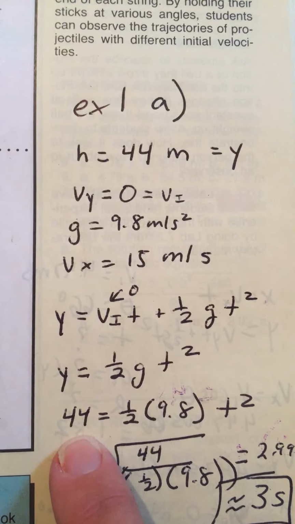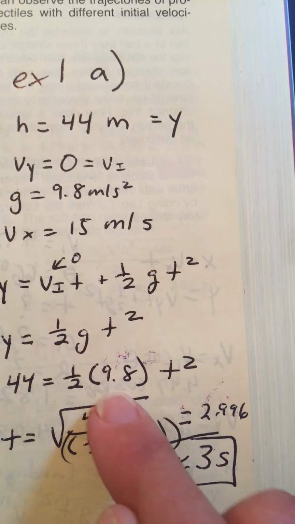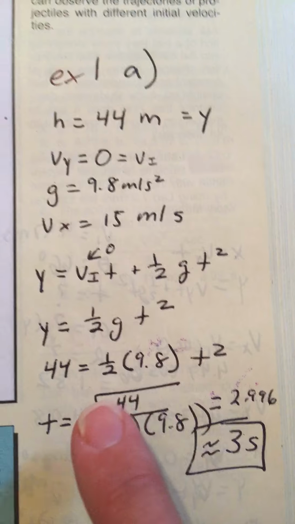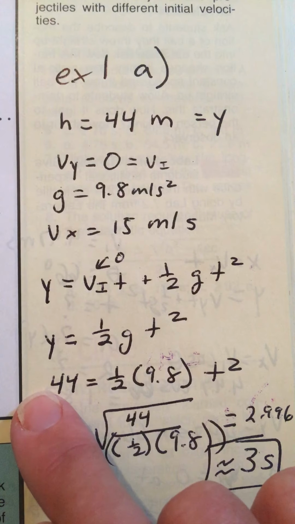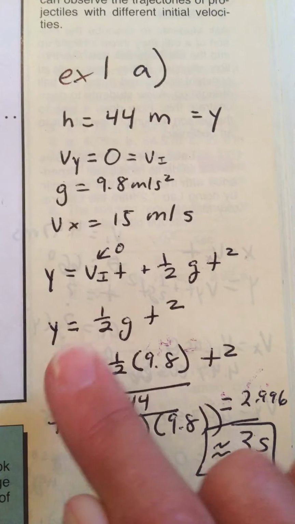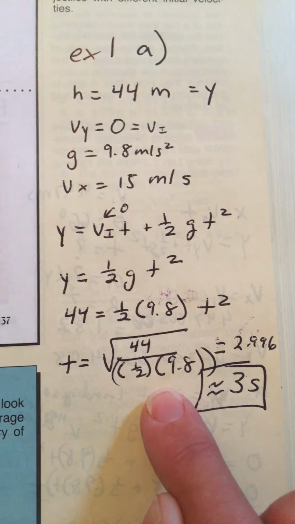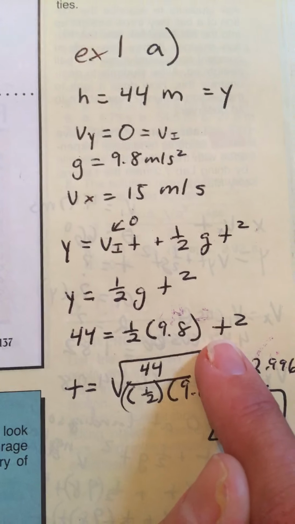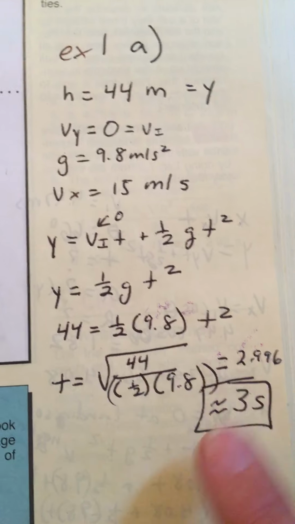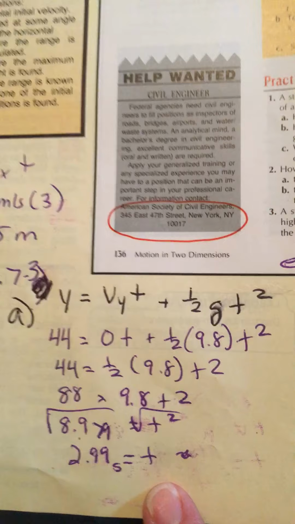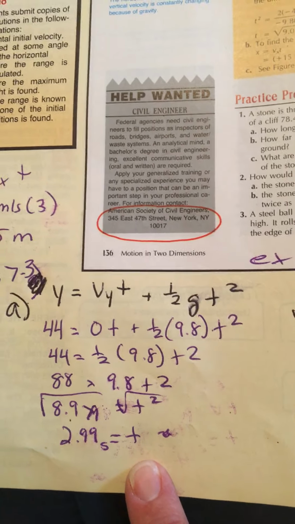And I've got Y is 44, a half is a half, gravity is 9.8, and time is what I'm solving for. So I'd go ahead and start doing it like this. I would do 44 divided by a half, divided by 9.8, and then take the square root, because I don't want time squared, I want time, and the opposite of squared is square root. I take the square root, and I get that it's about 3 seconds, okay? I did it again over here, and I don't know, maybe I like it better in black than purple.